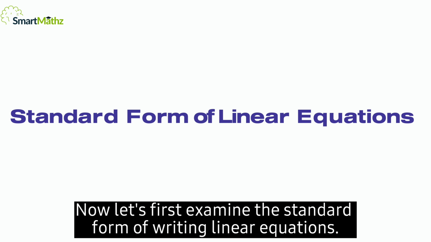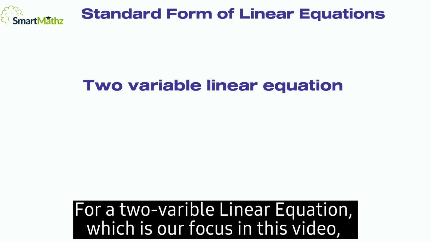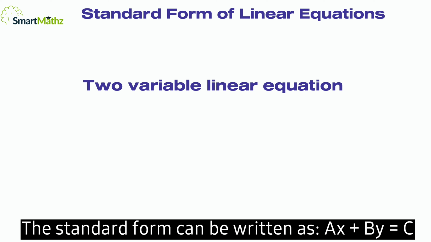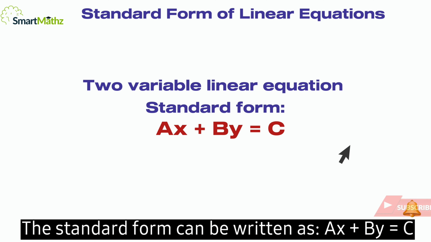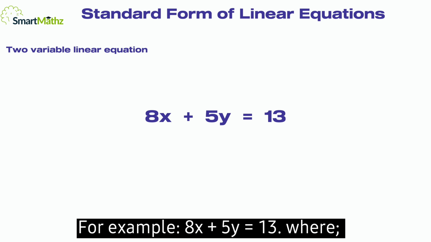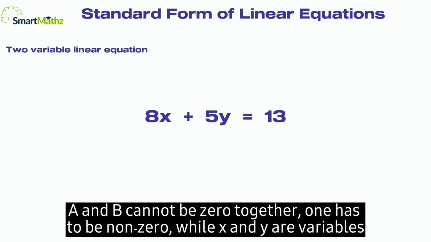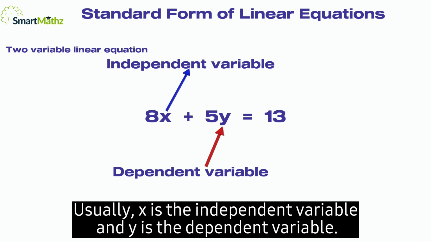Now, let's first examine the standard form of writing linear equations. For a two-variable linear equation, which is our focus in this video, the standard form can be written as ax plus by equals c. For example, 8x plus 5y equals 13, where a, b, and c are real numbers, and a and b are the coefficients of x and y. A and b cannot be zero together. One has to be non-zero, while x and y are variables. Usually, x is the independent variable and y is the dependent variable.